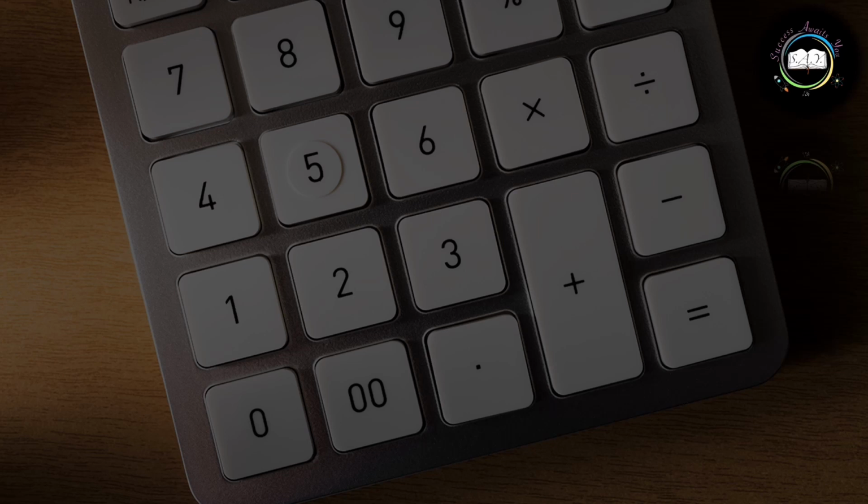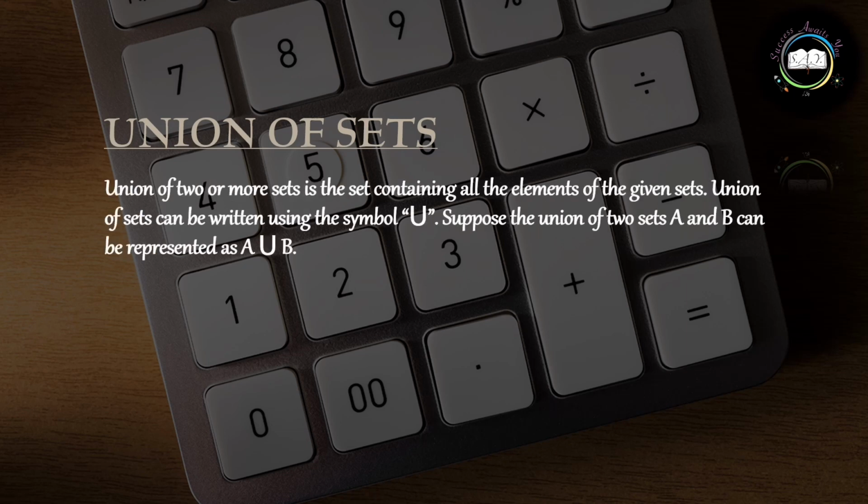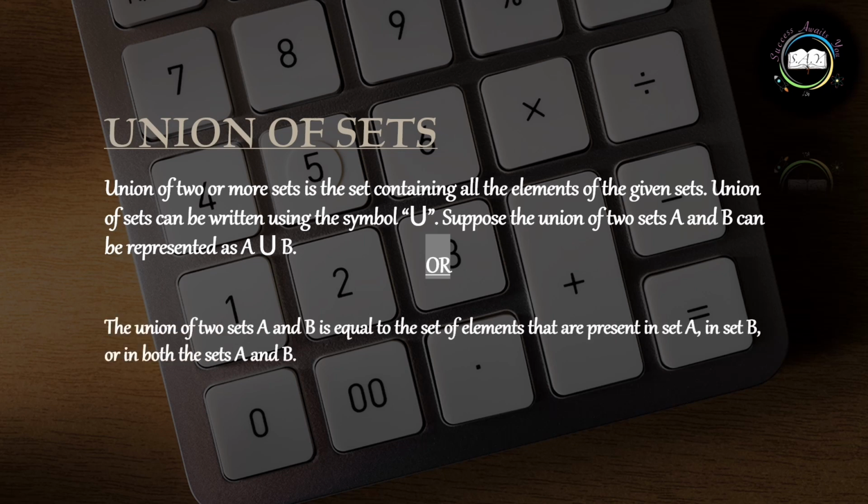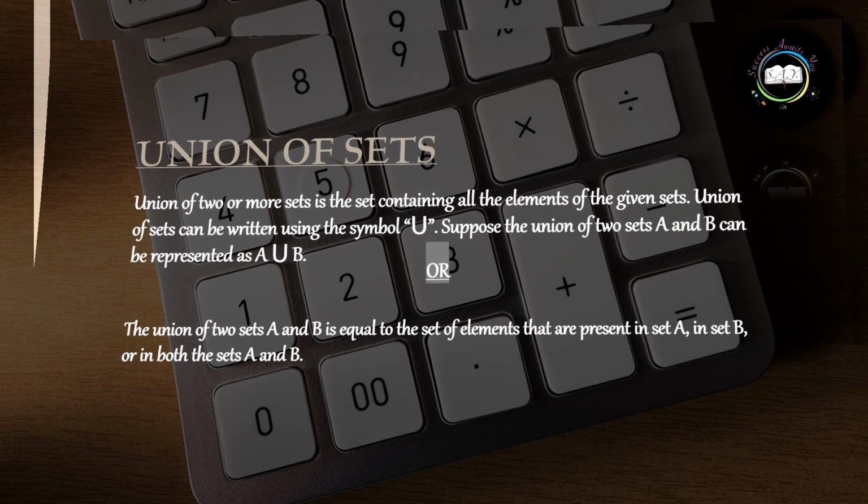Now moving on to our main topic for discussion, operations of sets. Sets have the following operations: union, intersection, difference, symmetric difference, and Cartesian product. In this video, we will talk about the first one, the union of sets. The union of 2 sets A and B is equal to the set of elements that are present in set A, in set B, or in both the sets A and B.